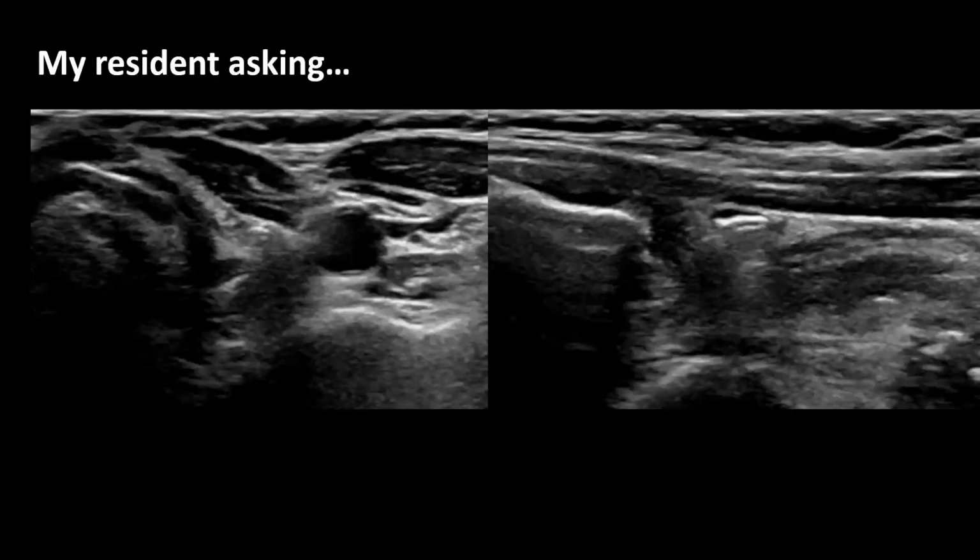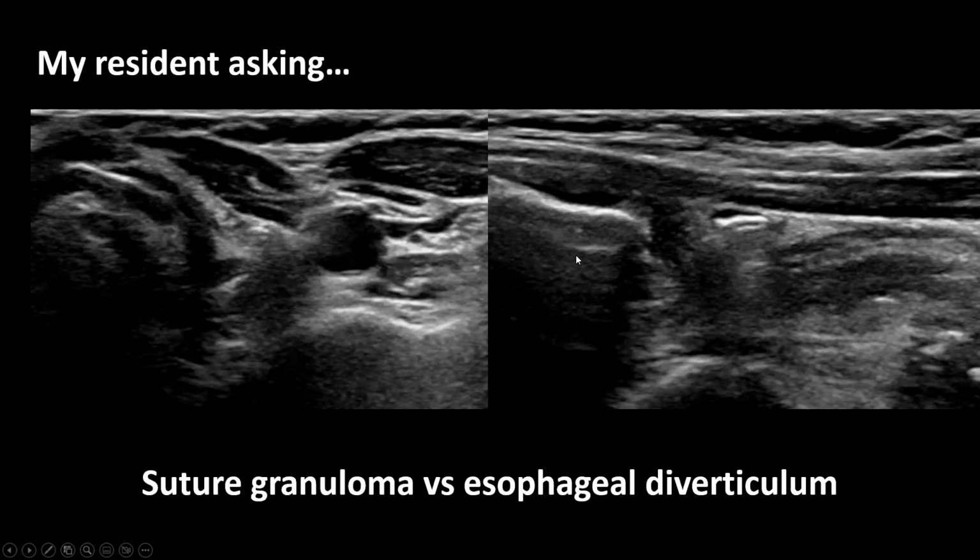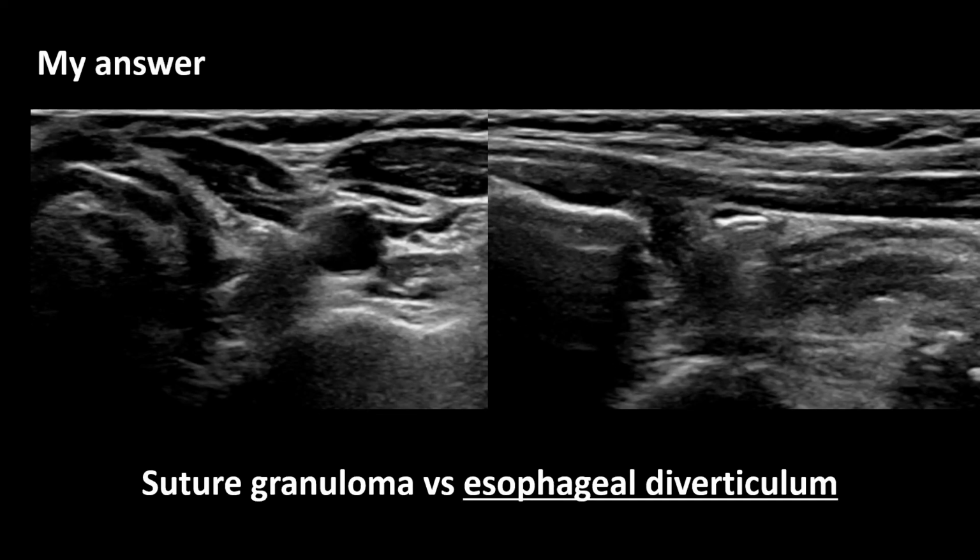Now for the third case. This is a postoperative follow-up ultrasound in a patient who underwent left thyroid lobectomy. A resident noted a small lesion in the surgical area and suggested a differential diagnosis of suture granuloma versus esophageal diverticulum. Upon reviewing the ultrasound, I advised further imaging consistent with a diagnosis of esophageal diverticulum.